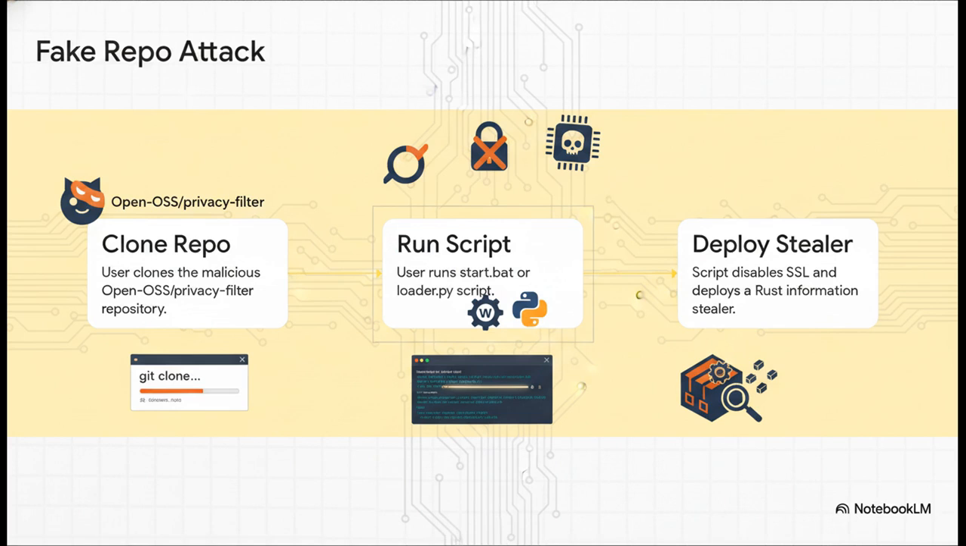Seems legit, right? Step 2. Following the repo's fake instructions, the user runs a startup script, maybe a start.bat file on Windows or a loader.py script on Mac and Linux. The second that script executes, it silently disables SSL verification and decodes a URL hosted on a public service called JSON Keeper. This dead drop then allows the attackers to deploy a really nasty Rust-based information stealer directly onto the machine. It's pulling credentials and data all while the user just thinks they're booting up a cool new AI model.